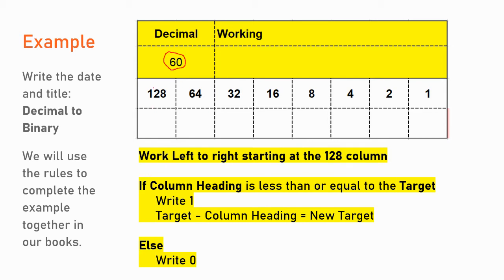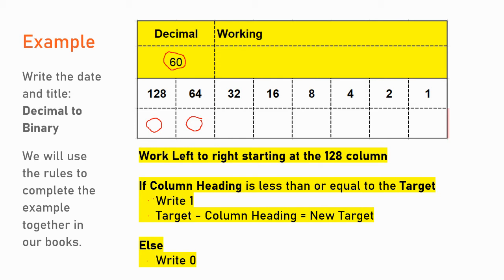We're going to start at the 128 column and we're going to ask, is that column heading 128 less than or equal to the target? Well, it's not. It's actually greater than the target. So we need to write a 0, because we ignore these two rows here and go straight down to this. Is 64 less than or equal to the target? Well, it's not. So again, we write a 0.